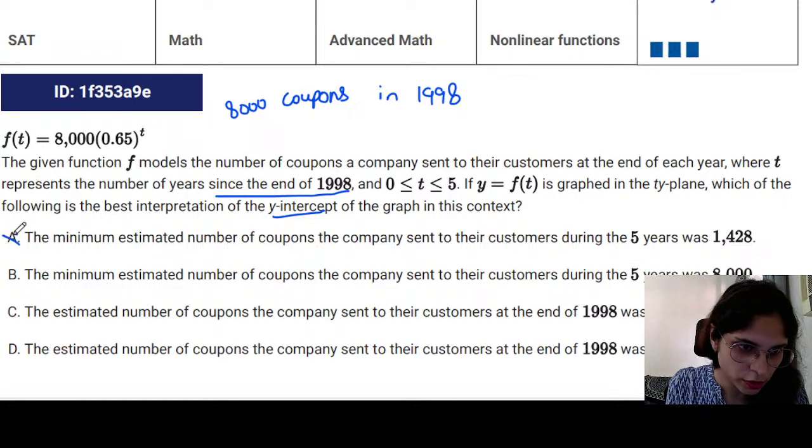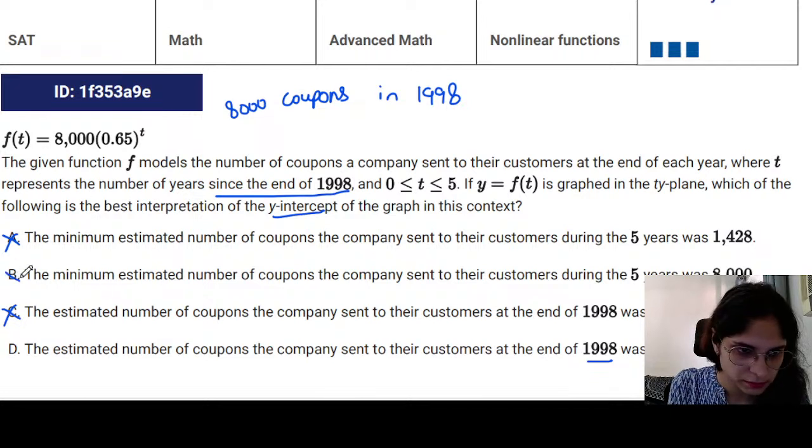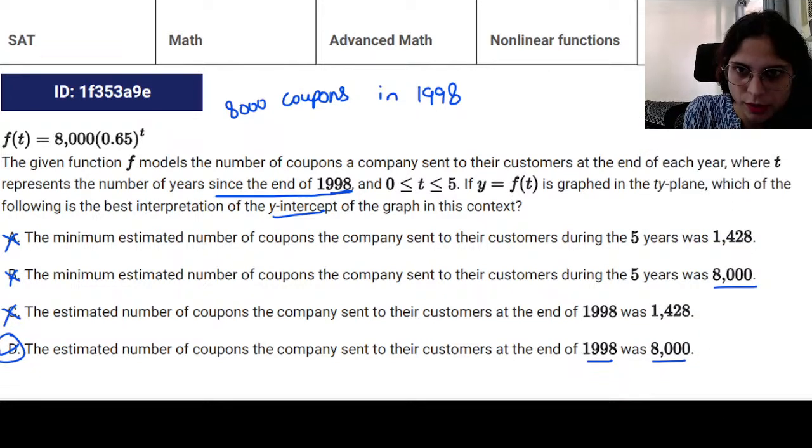This is gone, this is gone. And wherever you don't see 1998, you cancel those options. Estimated number of coupons companies sent to their customers at the end of 1998 was 8,000. So that is the correct answer, because your initial is 1998. Alright? You cannot see the question here, so over here.